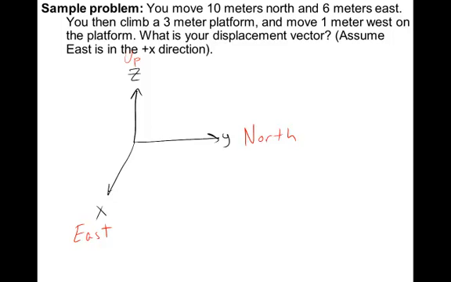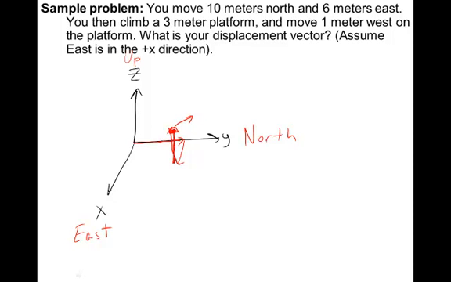So this is what we would be doing. Assuming we're starting at the origin, we would go 10 meters north, like that, and then 6 meters east, like that. And then we climb a platform. So we go up 3 meters on this platform. That's kind of hard to draw, but I'm just going to show going up like that. It's not a very good vector, but we go up like that. And then we move 1 meter west. So back sort of in that direction.